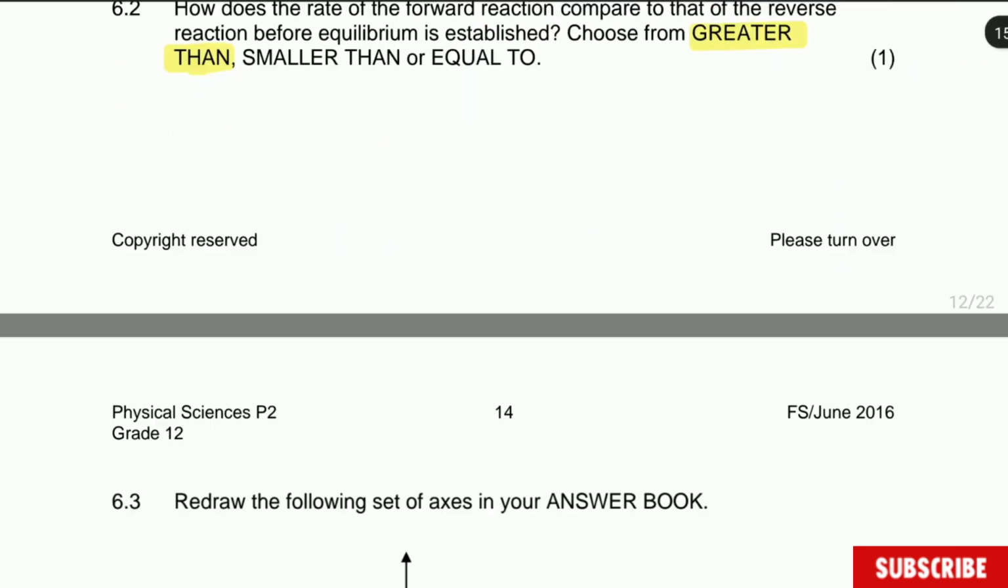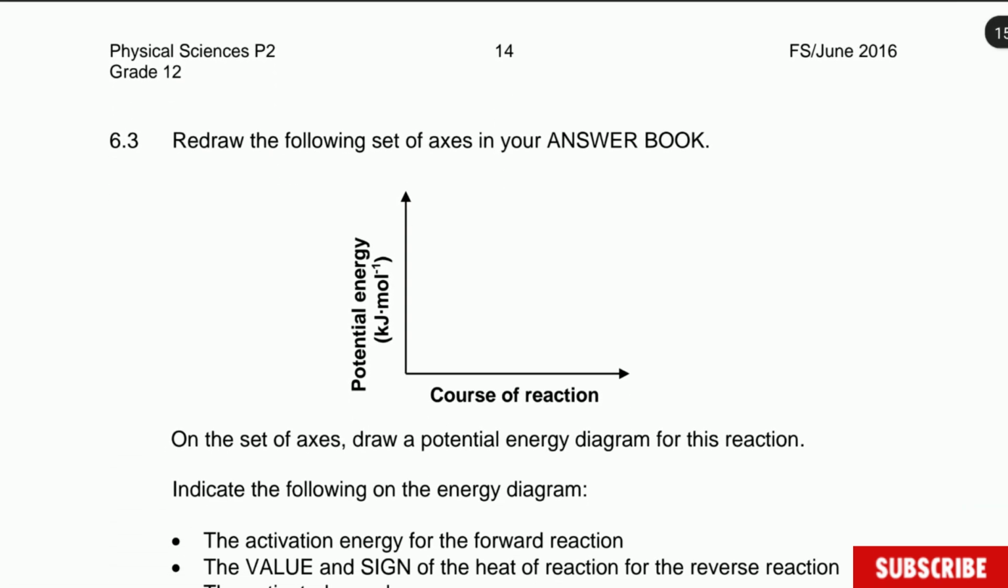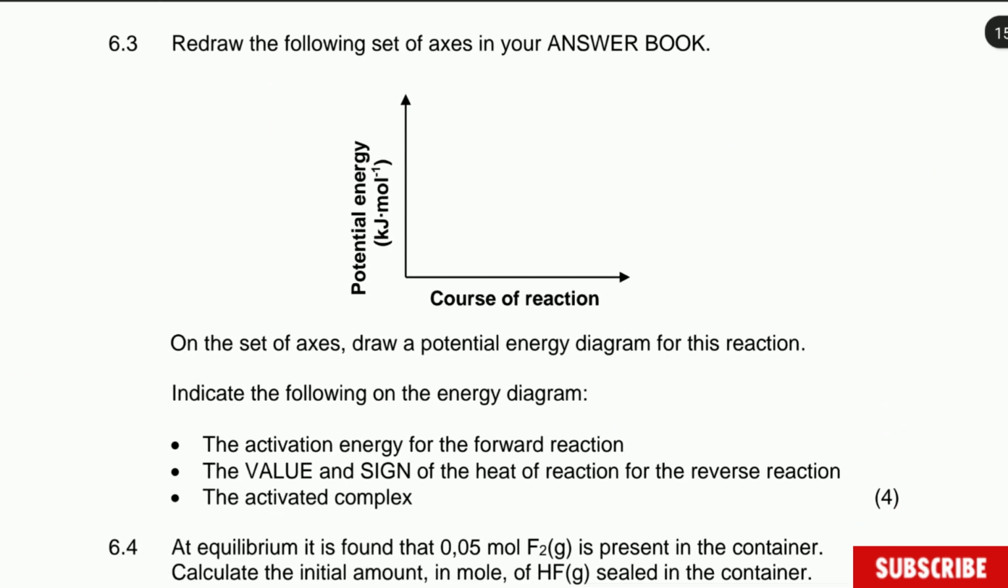Therefore, for the forward reaction, we draw the following, which is what they want. The forward reaction is going to be the energy of the reactant going all the way up to the activated complex, and then it's going down up until that point. This is the graph for the forward reaction they want.